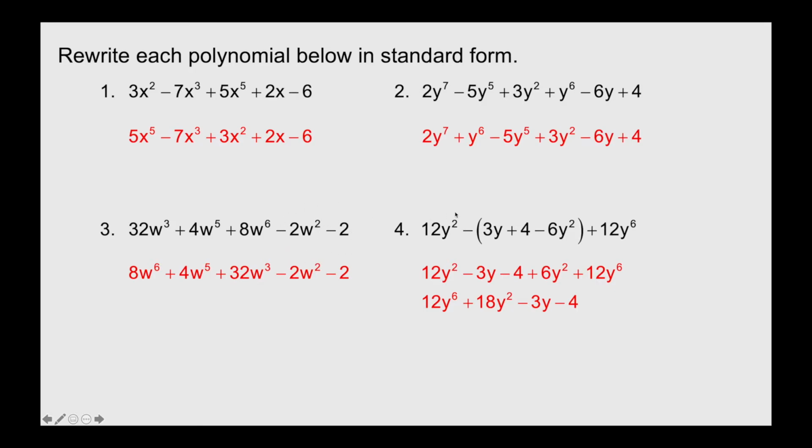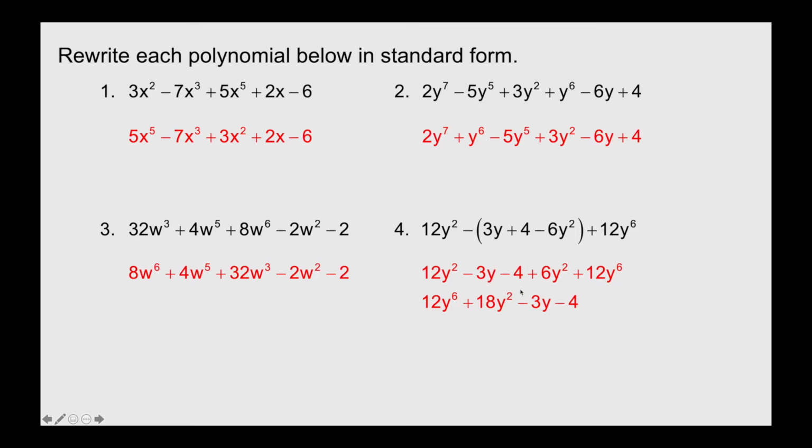And then for number 4, there was a little bit more work to do here. We do have to start by distributing this negative in. So then that's going to give me this line right here. When I go to write things in standard form, the degree of 6 is going to come first, so 12y to the 6th is first. I'm looking for degrees of 5, then 4, then 3, which I don't have any of those. The next one would be 2. So I've got 12y squared and 6y squared. Those two can combine to give me 18y squared. And then after that, I've got negative 3y, which has nothing to combine with.